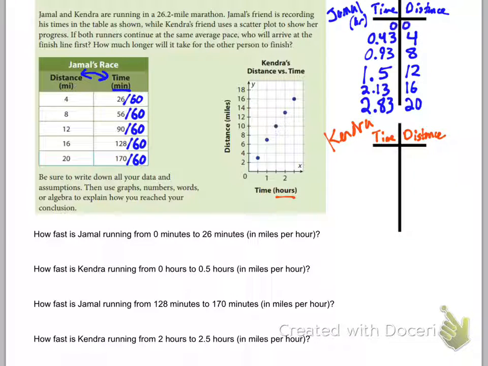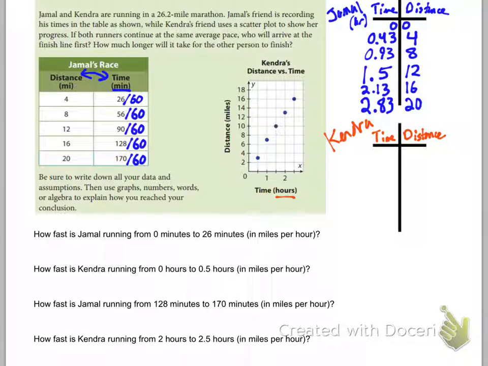Now, for Kendra, one last thing. The reason that I wanted you to leave space at the top is because we also know a time that wasn't recorded. We know that at 0 minutes, in other words, 0 hours, the distance was 0. Why? Because he started the race at time equals 0.